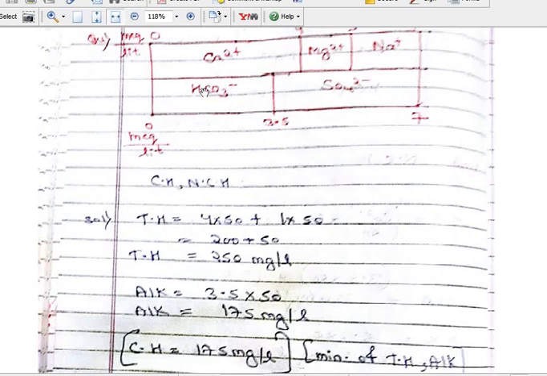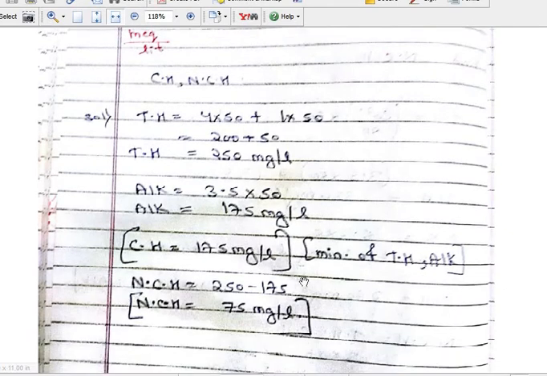Similarly for alkalinity, only bicarbonate is there, and it is 3.5. So 3.5 into 50, it is 175 mg per liter. Carbonate hardness is the minimum of total hardness and alkalinity, so it is 175. Non-carbonate hardness will be the difference between the total hardness and alkalinity, so it is 75.